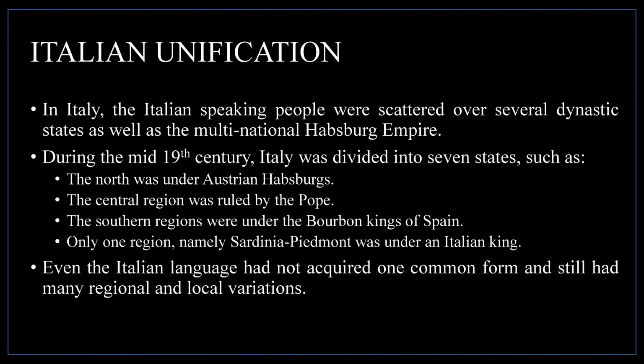In Italy, the Italian-speaking people were scattered over several dynastic states as well as the multinational Habsburg Empire. During the mid-19th century, Italy was divided into 7 states. The northern part of Italy was under the Austrian Habsburg Empire. The central region was ruled by the Pope and it was called the Papal States. The southern regions were under the Bourbon kings of Spain. Only one region, namely Sardinia-Piedmont, which was in the northwestern part of Italy, was under an Italian king. Even the Italian language had not acquired one common form and still had many regional and local variations.